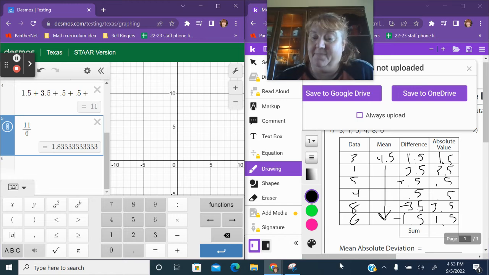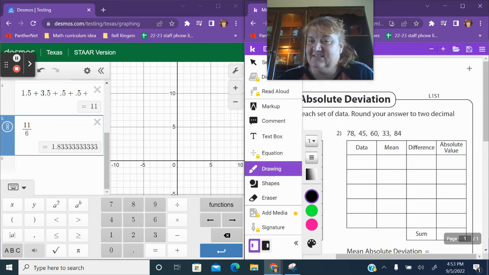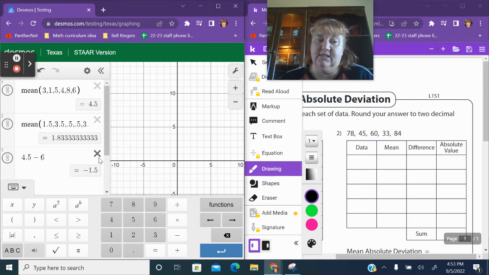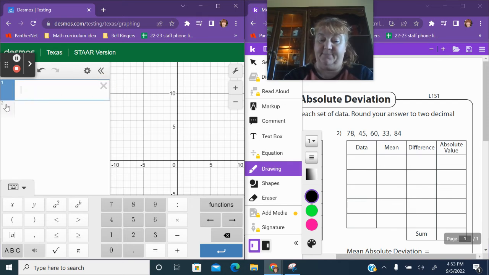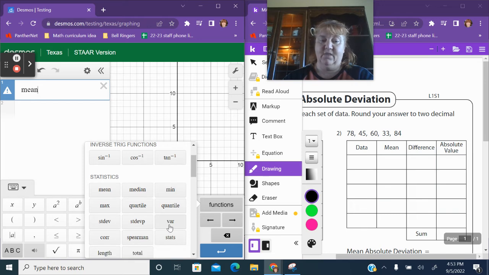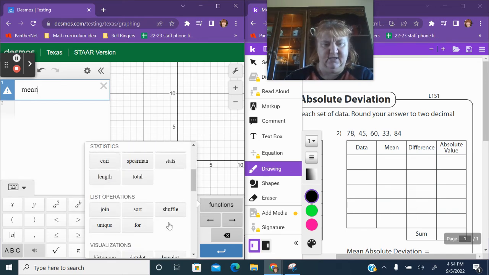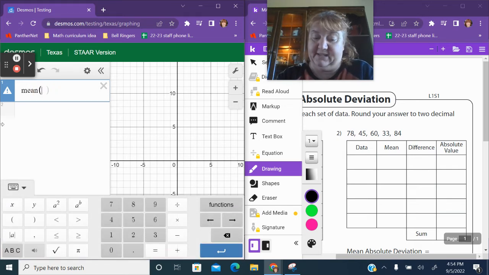So let's do another one. I want to do at least one more so you can see how to put these in. So here we go. Here's our data. I'm not going to use this chart because I'm trying to show you a shortcut. So let's go to the top again, and we're going to get the mean of this data. You can type in mean, or you can come down here and go to functions and do mean. That'll remind you you can do median. I think that's all it has that we're learning: mean and median.